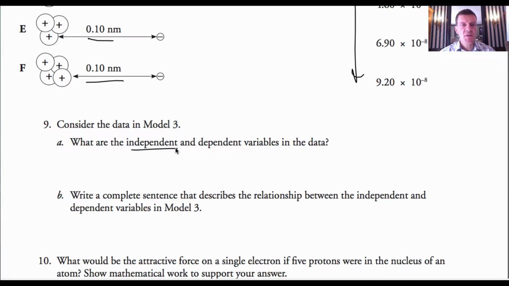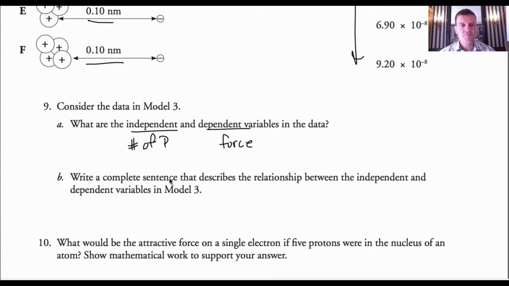In this case, the independent variable is number of protons. Dependent variable, again, is just going to be the force. Write a complete sentence. In this case, as the number of protons increases, then the force of attraction, or in particular the magnitude of force of attraction, is going to decrease. Sorry. It's going to increase as well. My apologies.